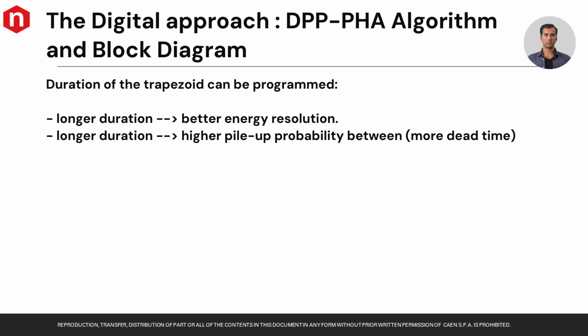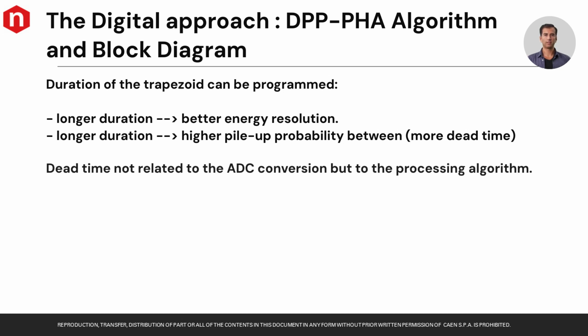However, the trapezoid duration also affects the probability of pileup between two trapezoids and therefore impacts the dead time of the acquisition. It's important to note that the dead time is not related to the ADC conversion, which occurs continuously without interruption, but it is related to the processing algorithm, that is the mathematics of the trapezoid formation.